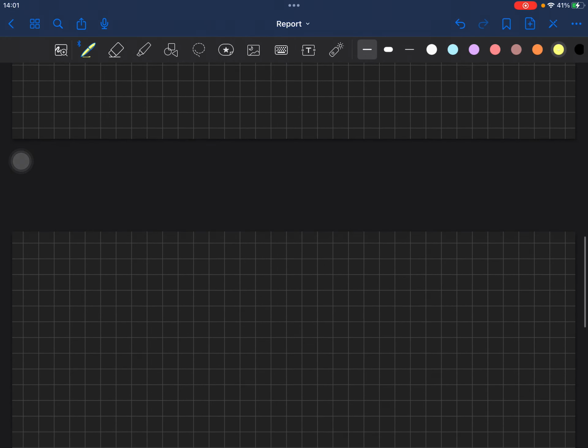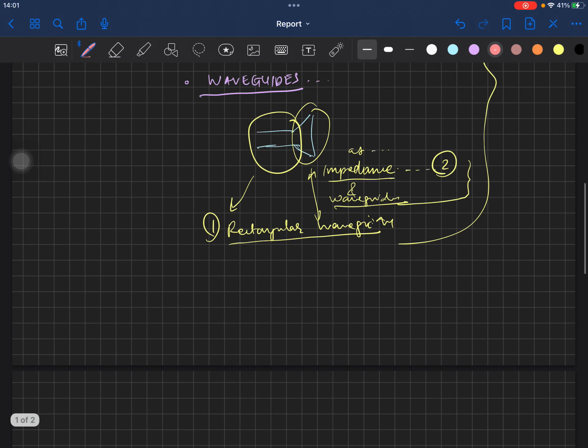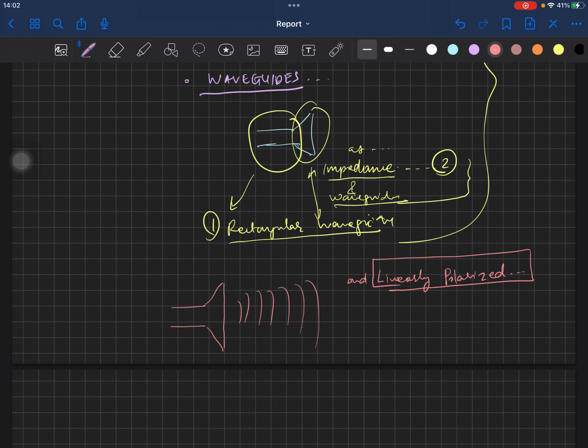So the whole goal of this theory is to prove that you actually get spherical waves out of it. It's a very non-trivial fact. Spherical waves and linearly polarized. Linearly polarized. This sucks.